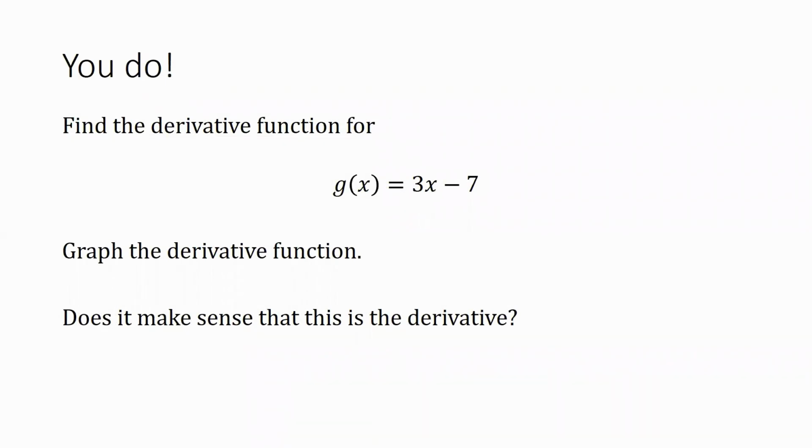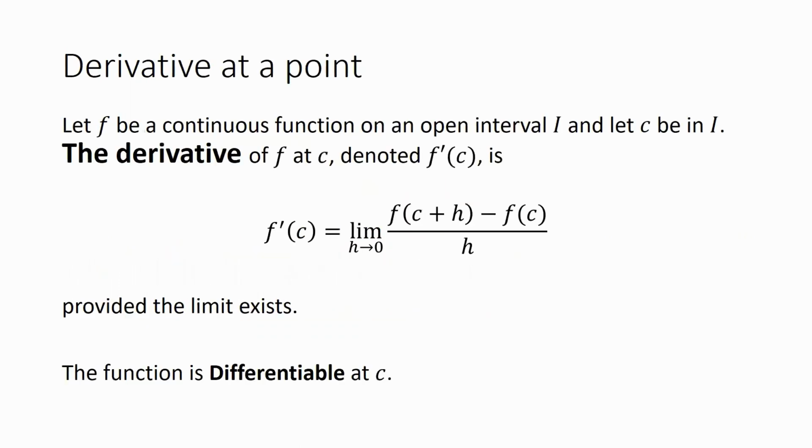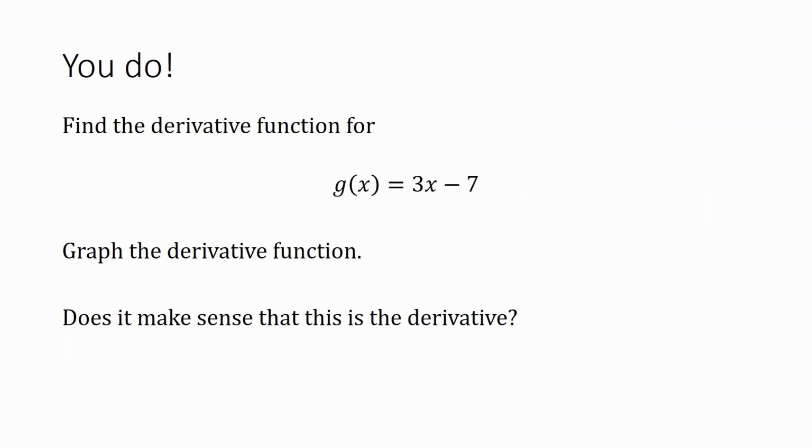I would like you to find the derivative for g of x equals 3x minus 7. And then I want you to graph the function and graph the derivative. And ask yourself, does it make sense that this is the derivative for this function? Utilize the definition of derivative in order to find the derivative of that g of x. So do this on your own, then graph it and ask yourself if it makes sense.